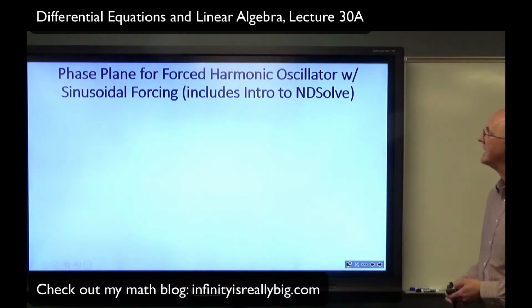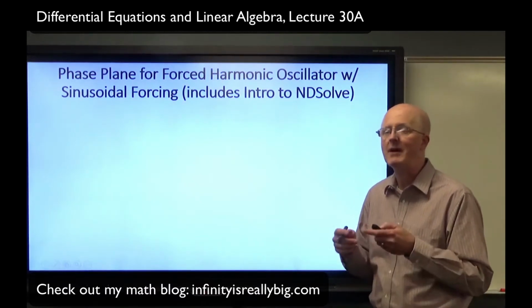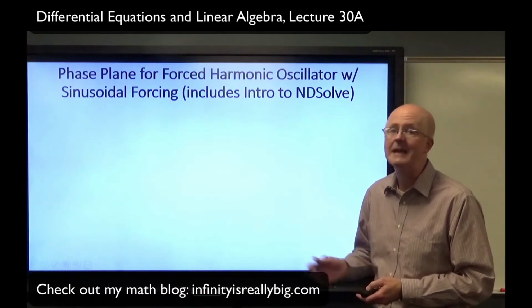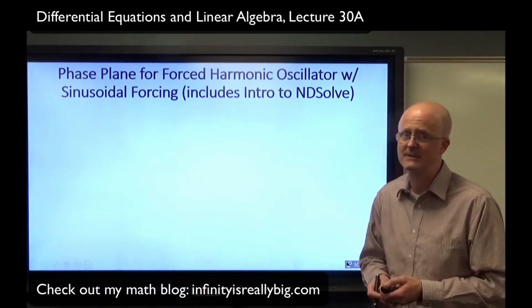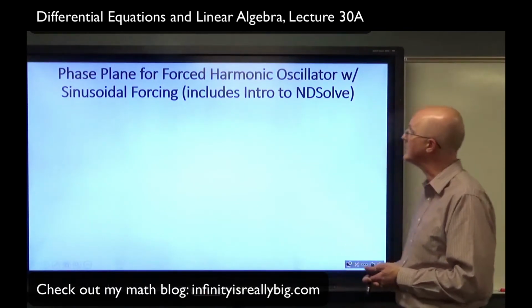All right, so let's talk about the phase plane for the forced harmonic oscillator. This also affords the opportunity to re-emphasize that when you have a non-autonomous system of differential equations, as this will be, your solution curves in the phase plane can actually cross themselves, and that will happen here. It's with autonomous equations that they don't.